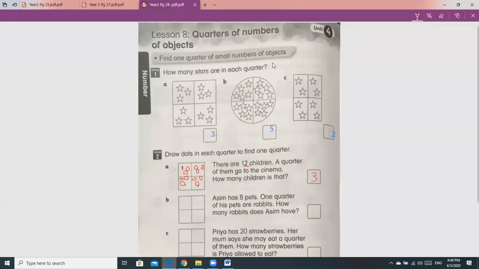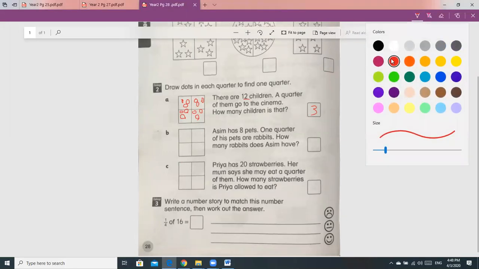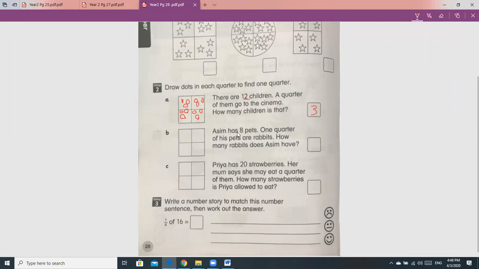Let's make this one. Asim has 8 pets. Okay, that's what you see. Right here 5 and here 2. Okay. Asim has 8 pets. 1/4 of his pets are rabbits. How many rabbits does Asim have?